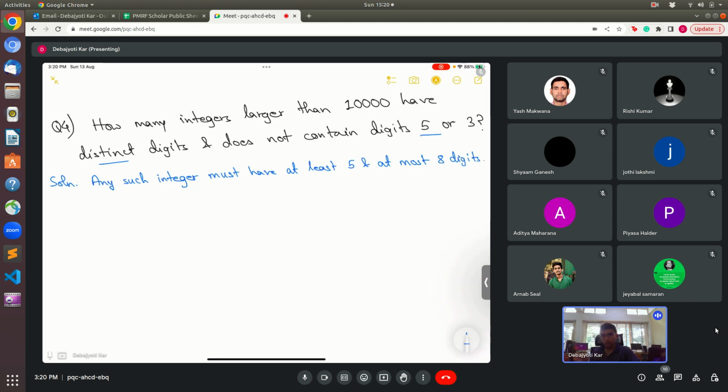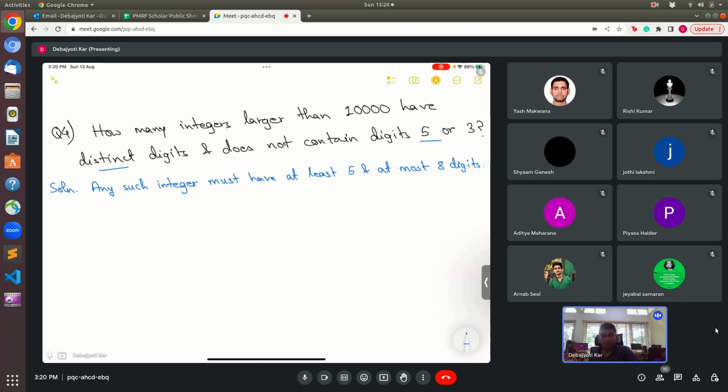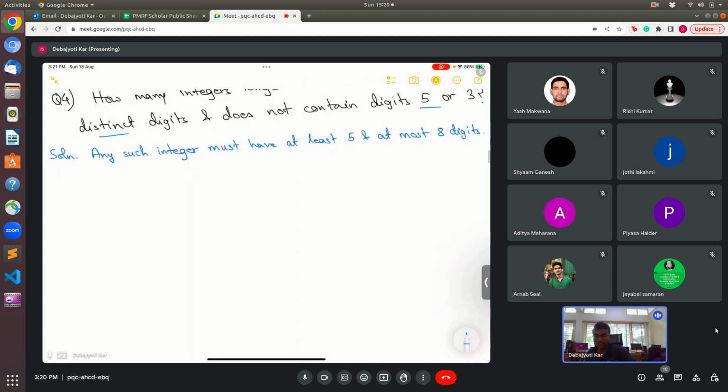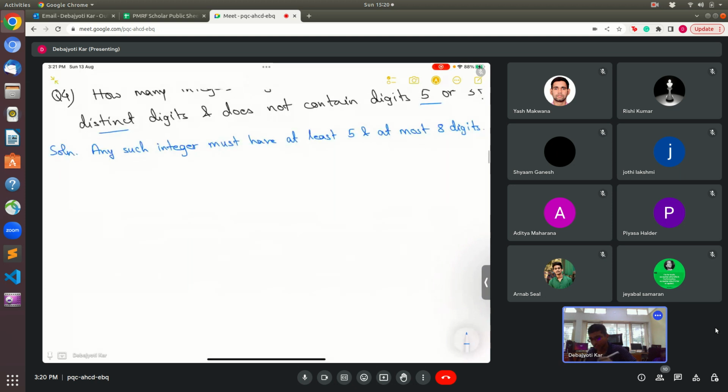Okay, so we have this. It must at least be a 5-digit number because it has to be more than 10,000, and it can have at most 8 digits because it cannot have 5 and 3. So there are 4 possible numbers of digits: 5, 6, 7 and 8. Individually we have to count how many such numbers there are. So first let us count how many such 5-digit numbers there are.